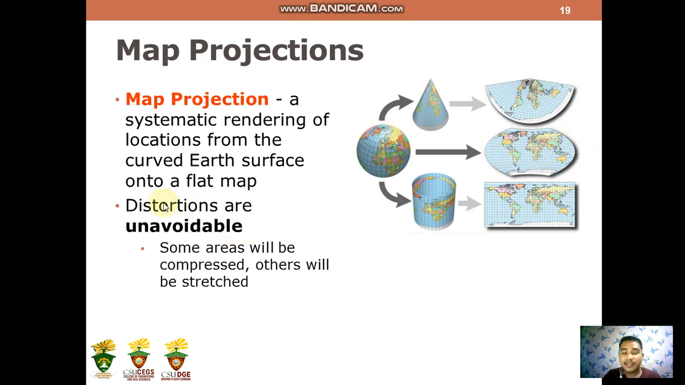And in map projection, distortions are unavoidable. We cannot avoid them. Some areas will be compressed and others will be stretched. That is inherent in map projection. Okay?